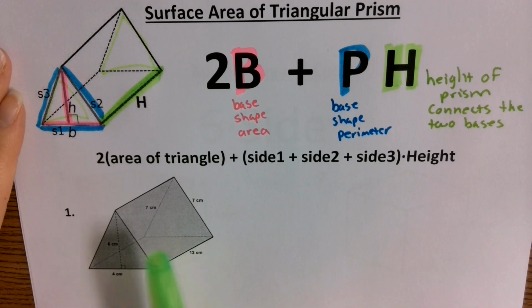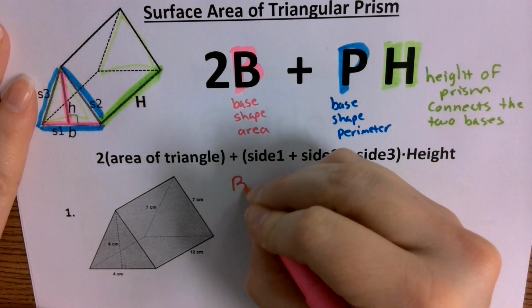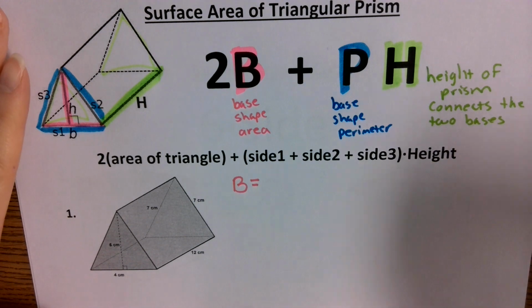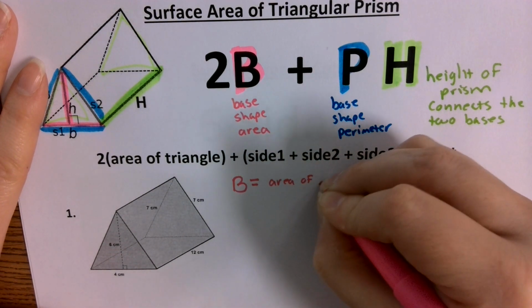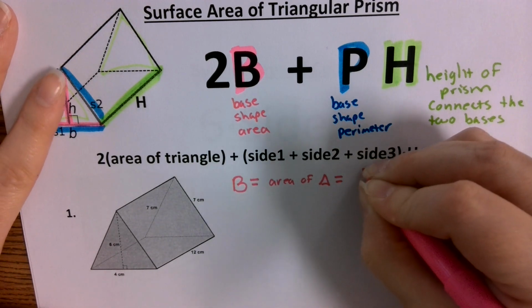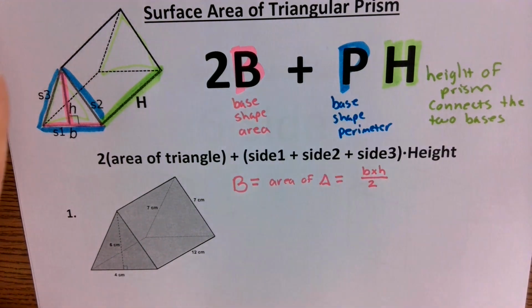So let's go ahead and do one practice problem together. The first thing that I need to know is the information for the area of my base shape. So I need to know what is big B going to stand for. So big B is the area of the triangle, which is found by taking the base of the triangle and the little height of the triangle and dividing it by 2.